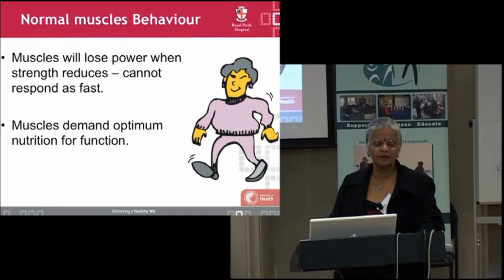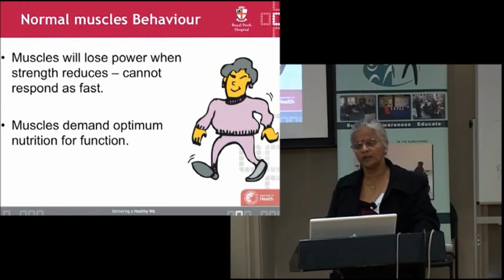Muscles will lose power when strength reduces. So if you don't have strength, you can't move fast either. So strength and power are interlinked. Therefore, you cannot respond as fast as you could before. Muscles demand optimum nutrition for function. So it's not how much you eat, but what you are eating that's important. Please remember, if you're unsure, go to a dietitian.